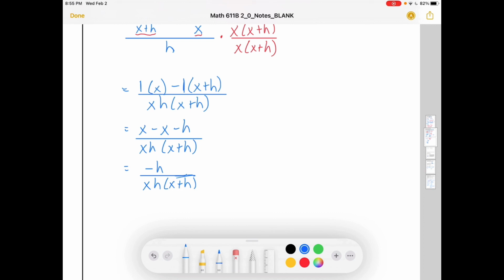This is the point where true cancellation can happen, or division. All it is is division. H divided by h gives you 1. It doesn't give you 0. And that negative is going to stay. So we're going to be left with negative 1 all over x by x plus h, which you could multiply out, but there's no point. And this is all true. That division, that little cancellation can happen as long as h is not 0. Okay? Otherwise, you'd have division by 0, and that's not okay.